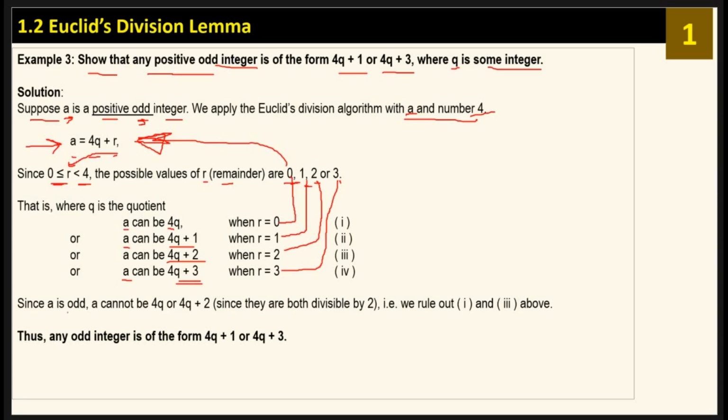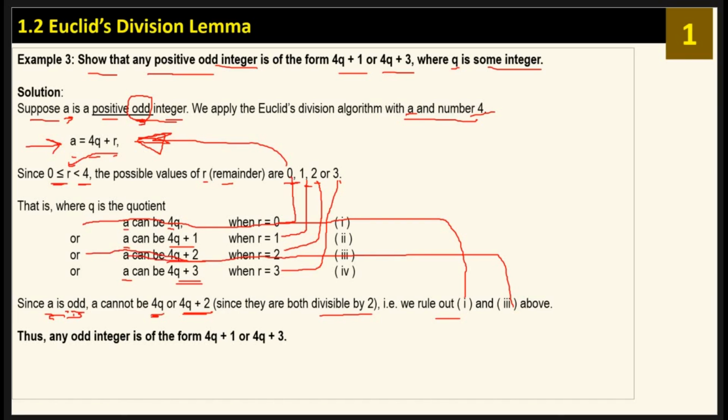Now we have already assumed that a is an odd number. We had assumed it here to be an odd integer. So we can say that a cannot be 4q or 4q plus 2, because both of these, 4q plus 2 and 4q, can be divided by 2. So we can easily rule out equation 1, and similarly equation number 3 is ruled out. So a cannot be this and a cannot be this.